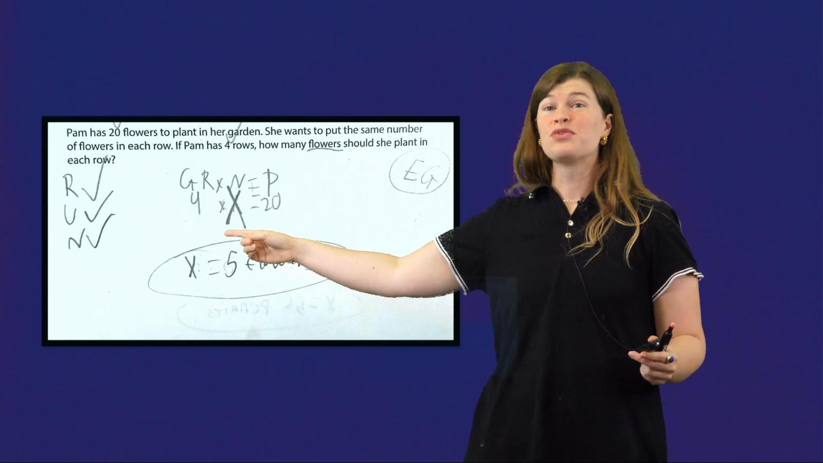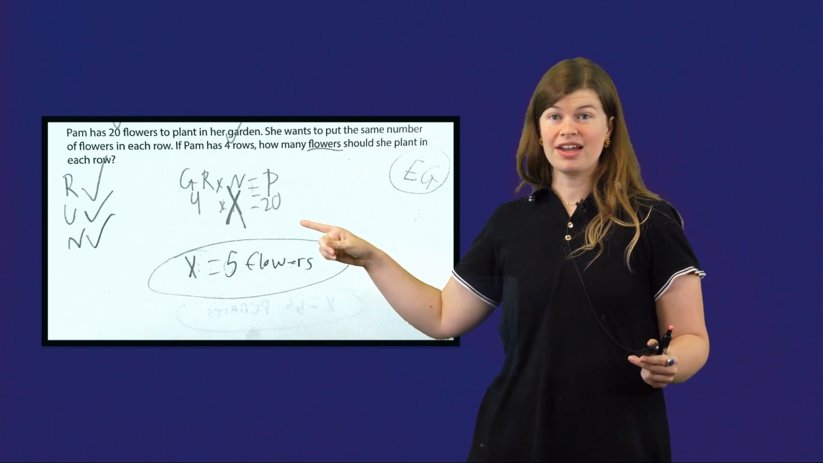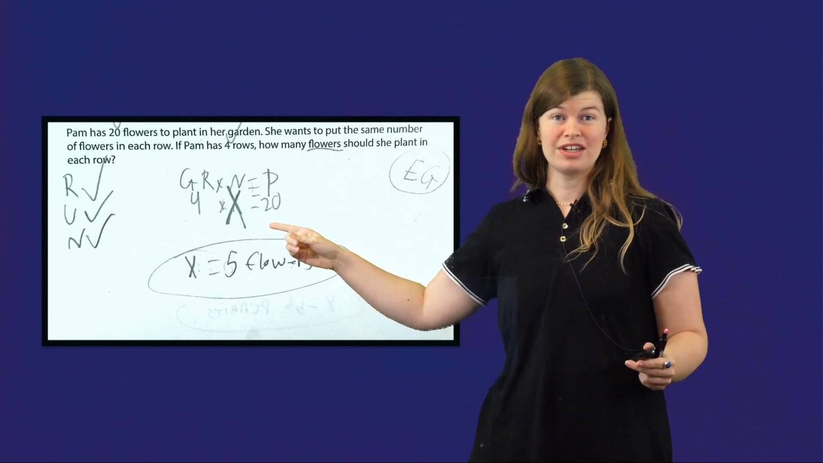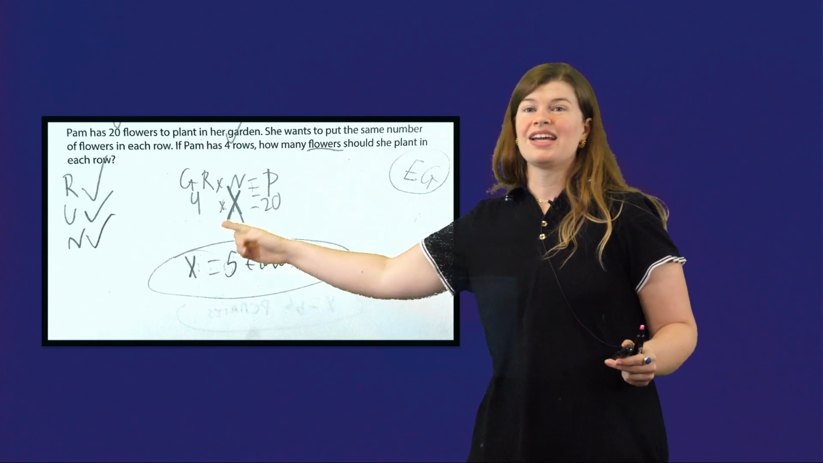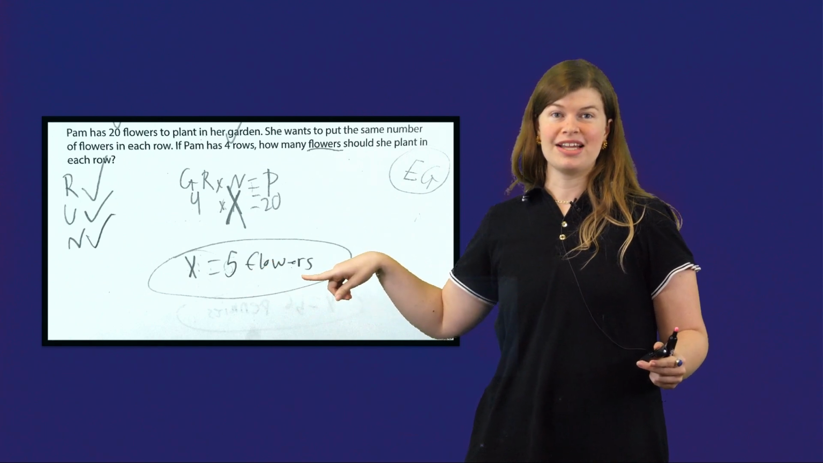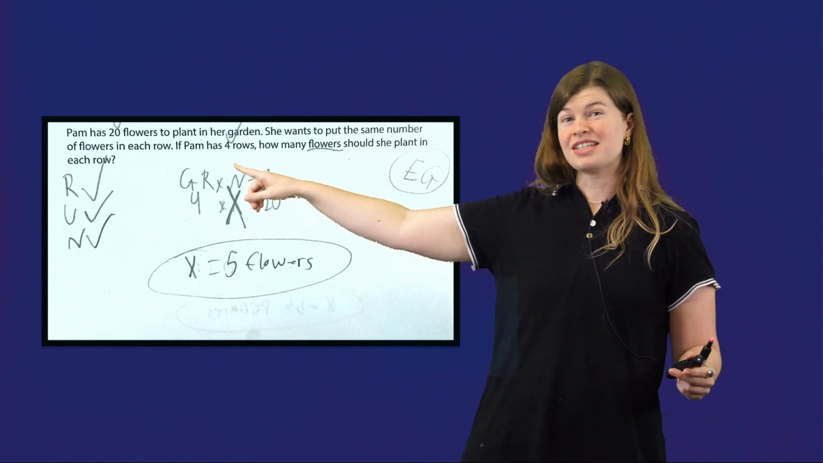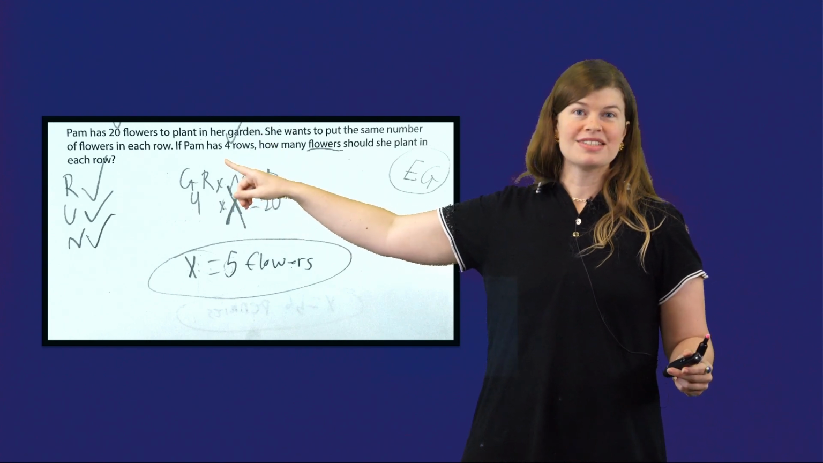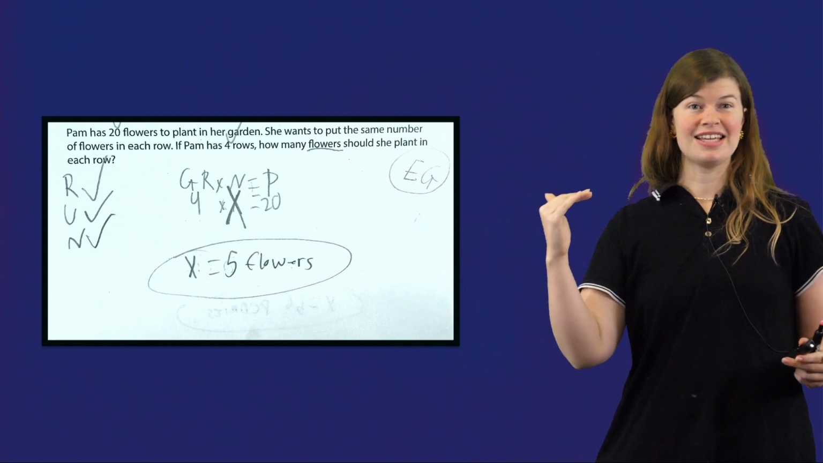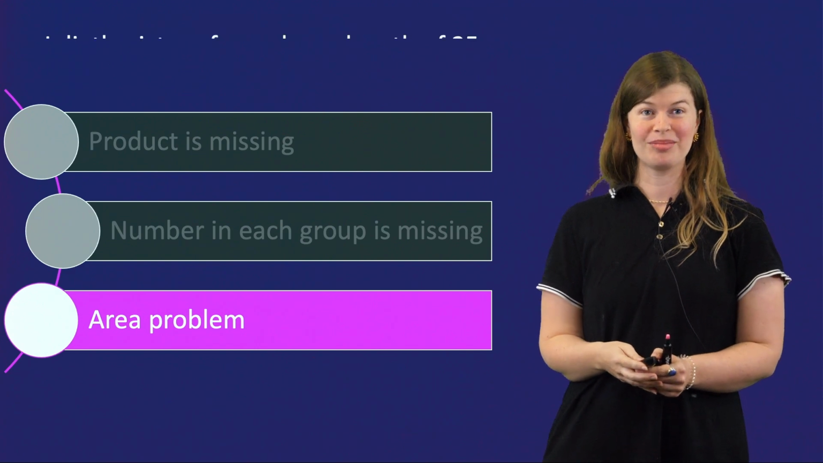They have placed 4 under GR and then 20 under the product, and they identified that N was their unknown, the number in each group. And you can see that they have a number answer and a label answer. They didn't use UPS check squared for this one. They used a different attack strategy, but you can see that they checked off each individual step to keep them organized in that process. Now let's take a look at an area problem.